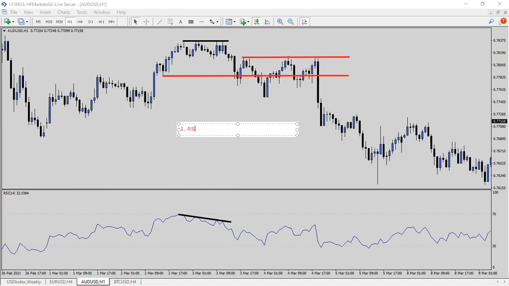RSI divergence, right? Given that it's not happening in a specific area where we want it to happen, it's an underlying factor that you can use as a confirmation. Doesn't necessarily mean you need to jump in on a sell immediately. Generally, you would wait for a pullback before you're able to jump in.